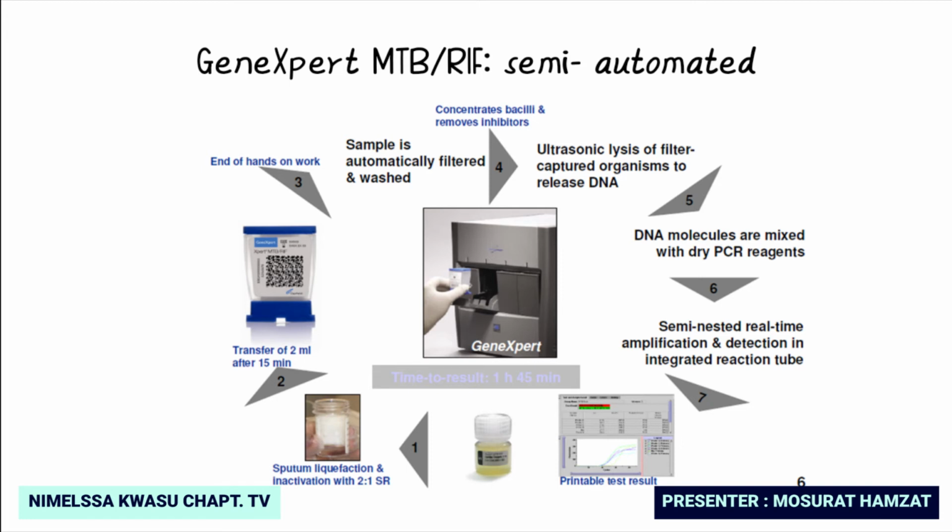So this reagent is called N-acetyl L-cysteine sodium hydroxide. I repeat, N-acetyl L-cysteine sodium hydroxide. So 1 ml of sputum to 2 ml of this reagent. So that's how you dilute it. That is, the reagent to sample ratio will be 2:1.